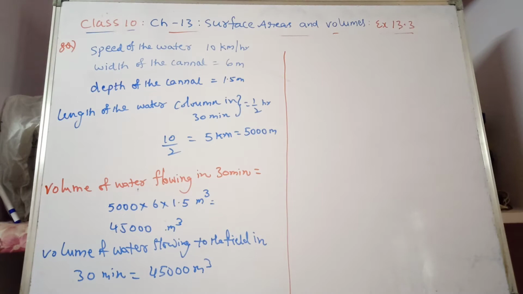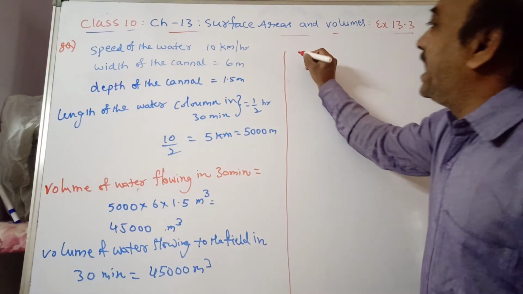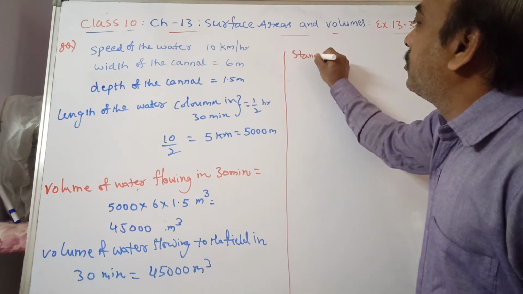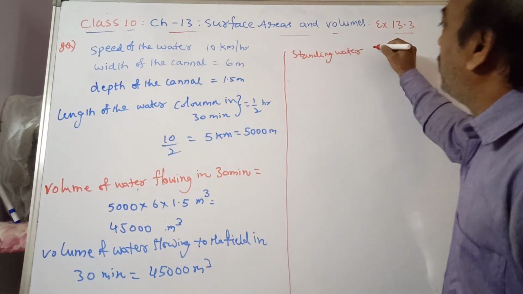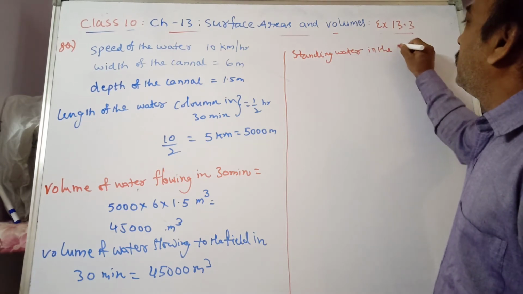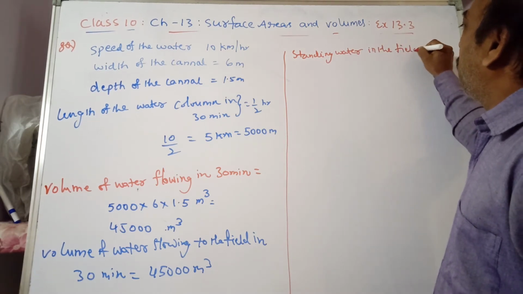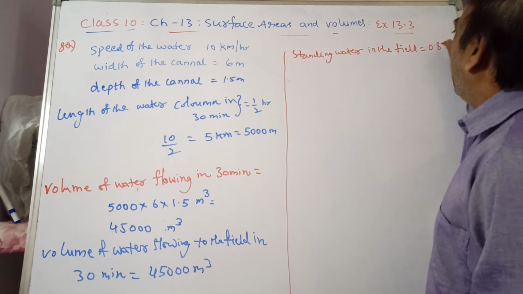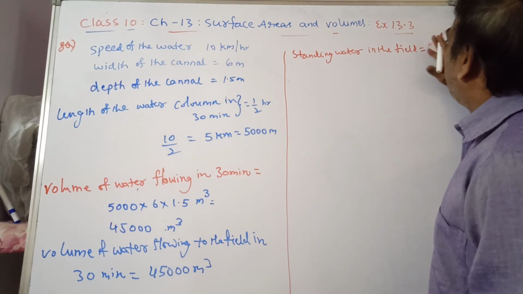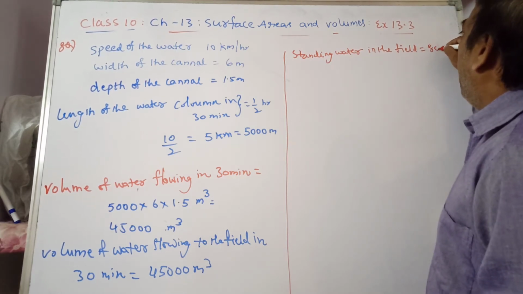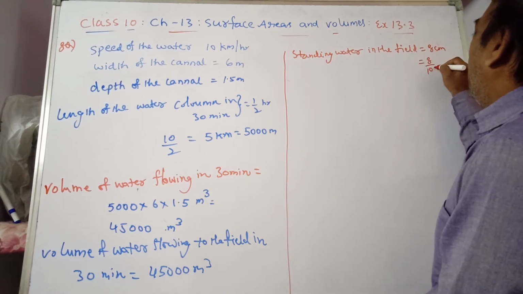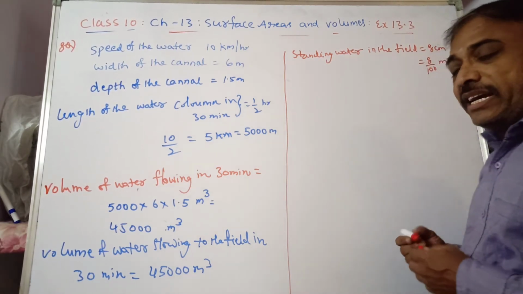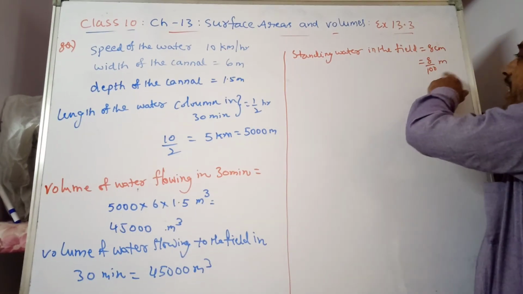If the standing water in the field is 8 centimeters, so standing water in the field is equal to 8 centimeters. If you convert into meters, it is 8 by 100 meters.